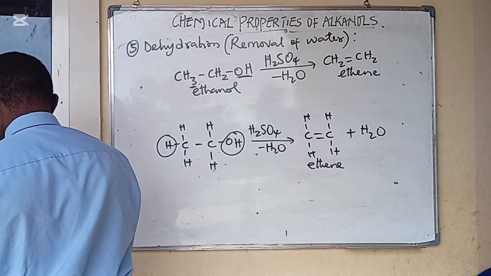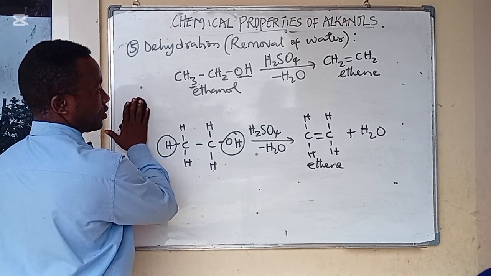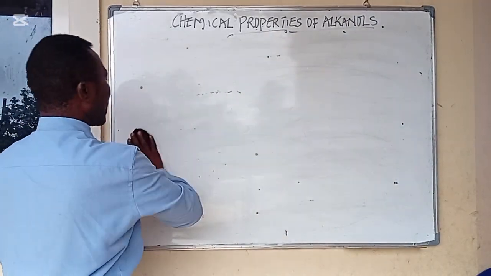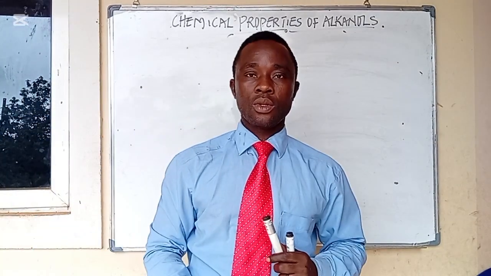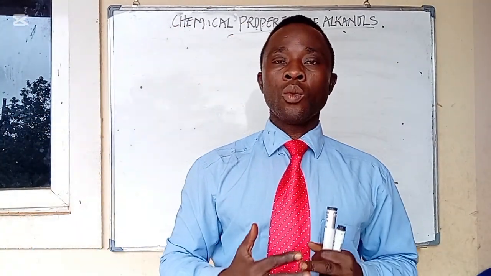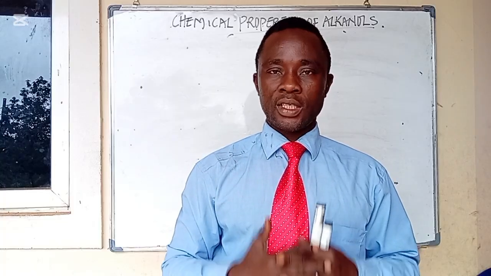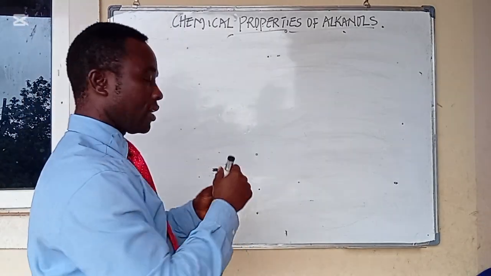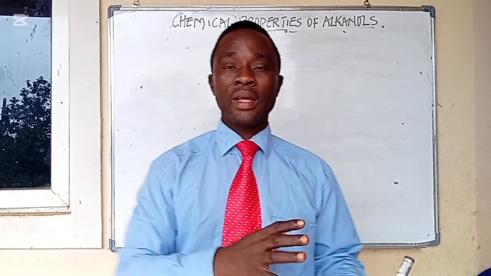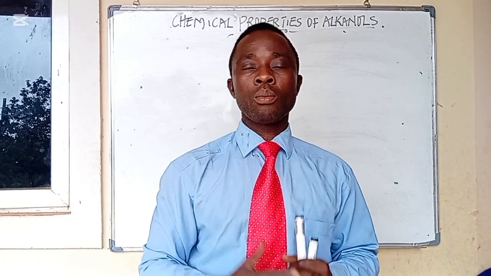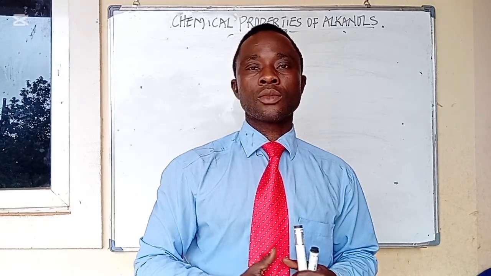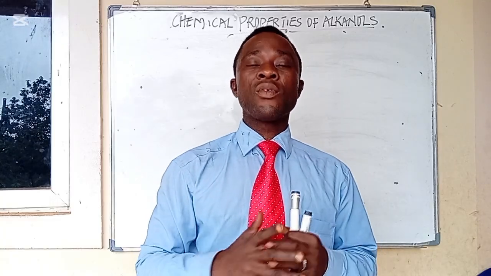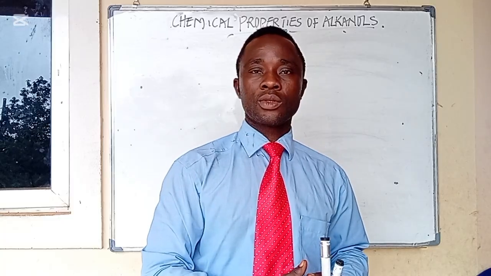Now we go to the sixth reaction, which is the oxidation reaction. We can oxidize alkanols. When we oxidize alkanols, we get alkanals. Further oxidation will give us alkanoic acid. Now, the product that is obtained depends on the type of alkanol. If you oxidize primary alkanol, you will get alkanals. Then further oxidation will give you alkanoic acid. If you oxidize secondary alkanols, you will get alkanones.